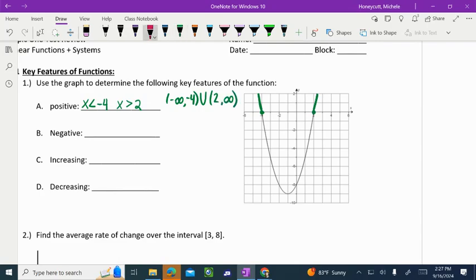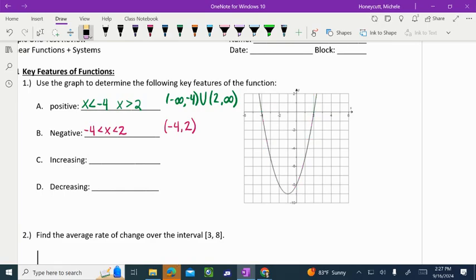The negative y values of the graph go from here to there, from here until x equals 2. So everything between x equals -4 and x equals 2 has a negative y value. As an inequality, you could say -4 less than x less than 2. In interval notation, you could say everything from -4 to 2.